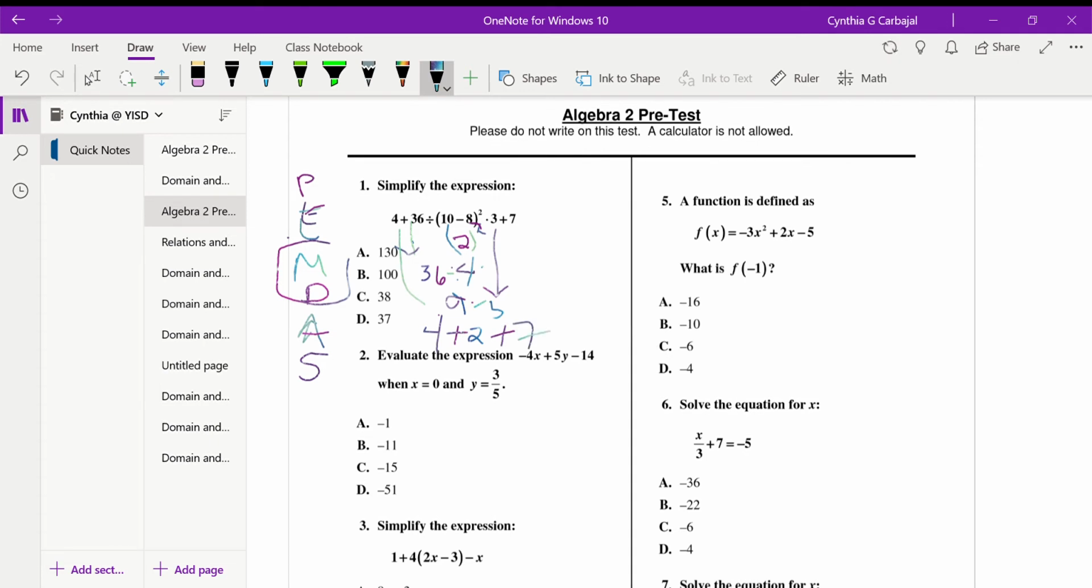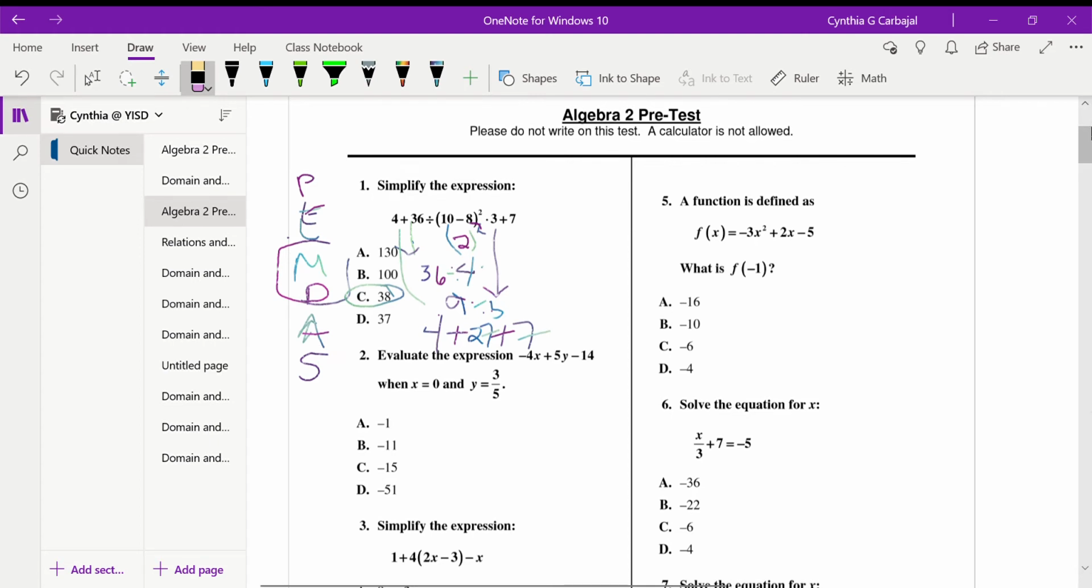Oh, sorry, I didn't do 9 times 3 here. So that's 27. I don't know why I just left it at 2. And then I can add them. 4 plus 27 is 31, plus 7 is 38. So that was the correct answer for number 1. Let's go to number 2.